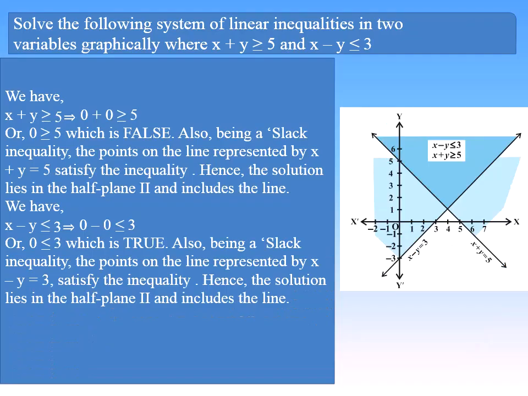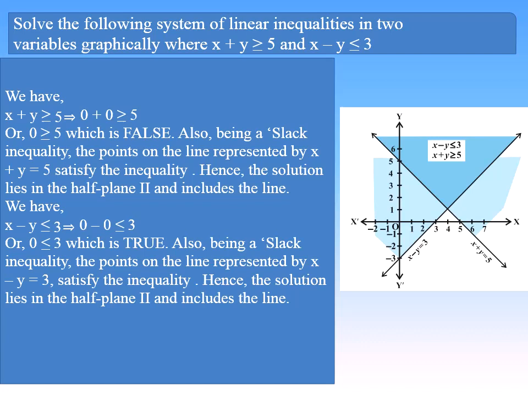Solve the following system of linear inequalities in two variables graphically. x plus y is greater or equal to 5 and x minus y is less or equal to 3. Again, consider the inequalities as equalities. We can easily draw the graph of these two straight lines. First draw them. Now we need to think about the solution region.